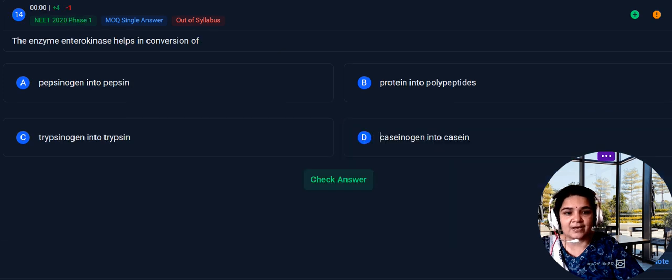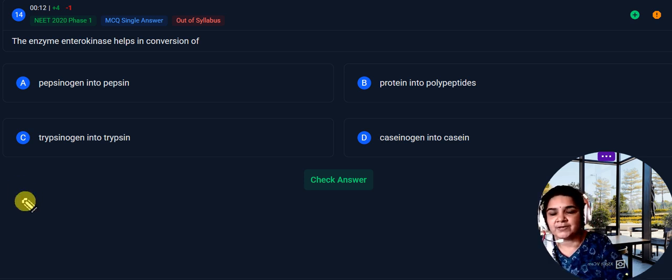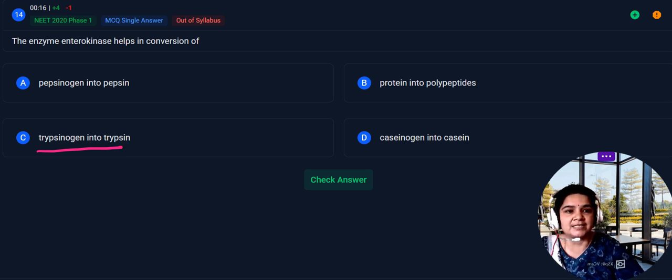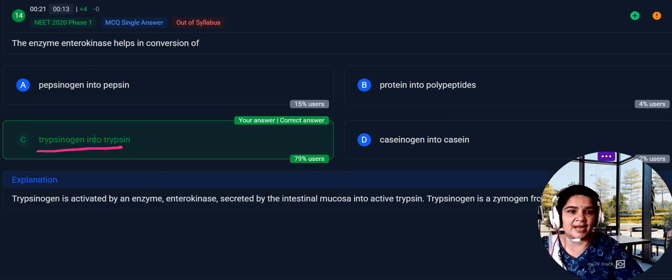So now let us see the next question. The enzyme enterokinase helps in the conversion of. So enterokinase is the enzyme which helps in the conversion of trypsinogen into active trypsin. So the correct option is this one.